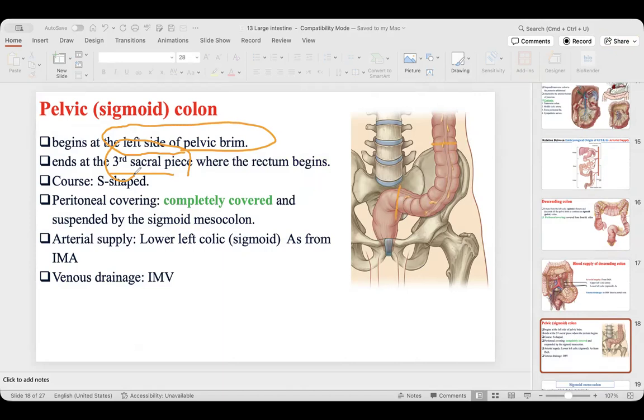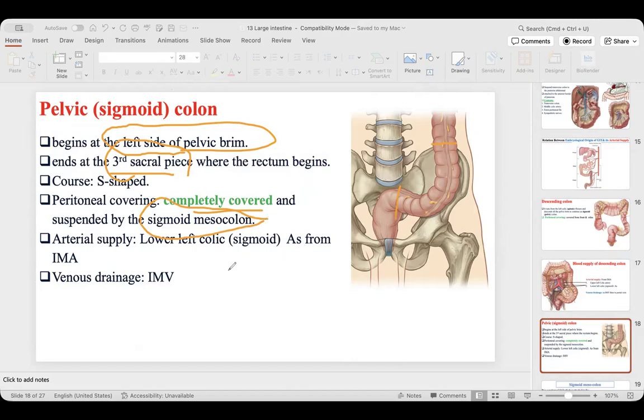What is meant by sigmoid? It means S shape, and it continues till the level of S3, sacral vertebra number 3, to continue as rectum. Covered or not covered by peritoneum? Sigmoid colon is completely covered by peritoneum. And what is the name of the peritoneal covering? Sigmoid mesocolon.